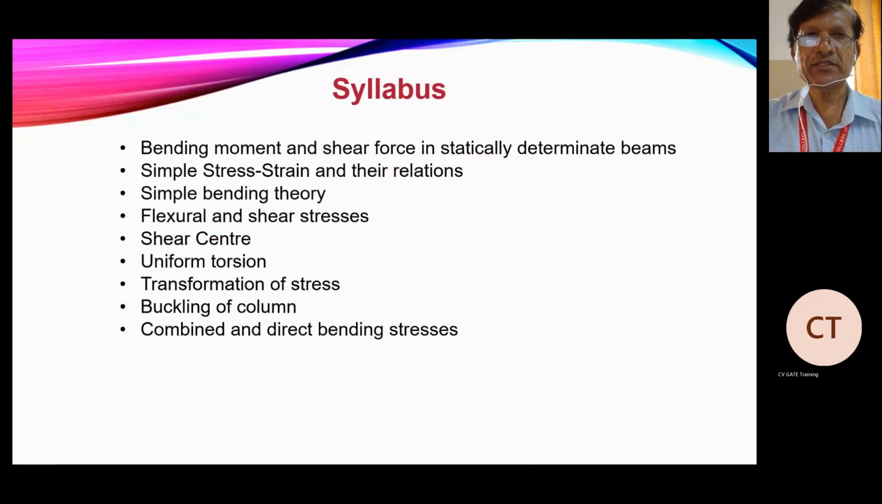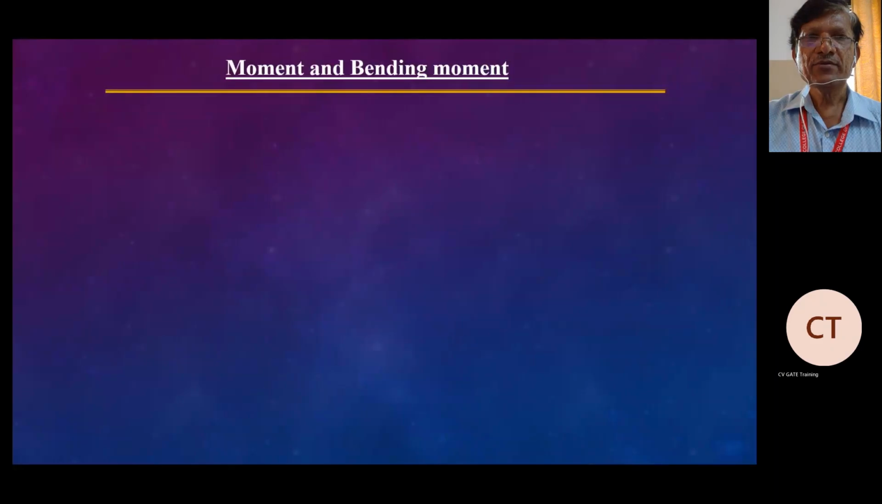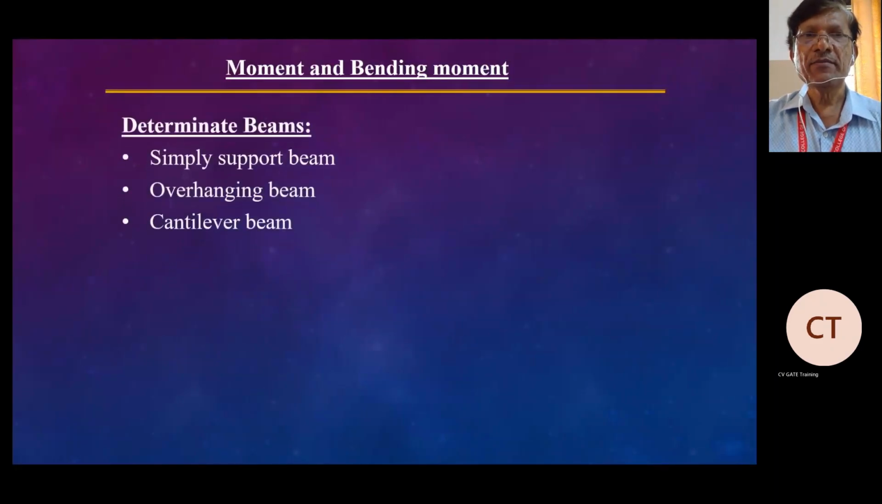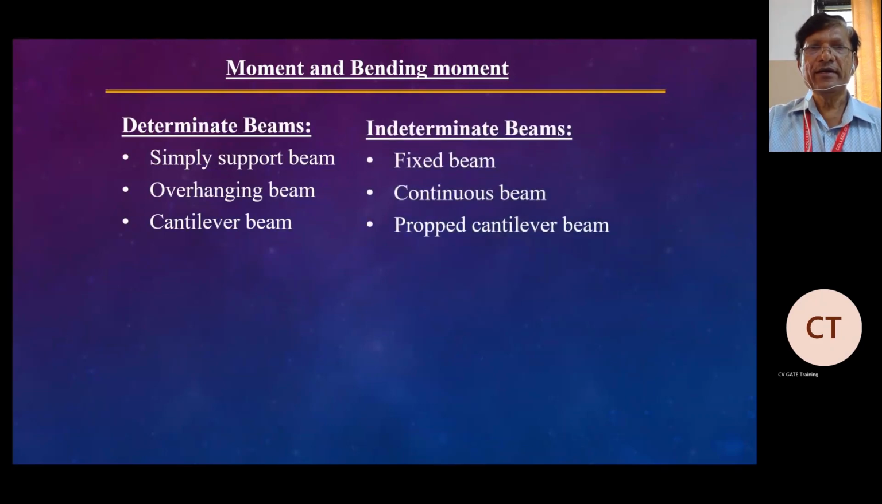In the subsequent lectures, I will cover simple stresses and their relations, simple bending theory, flexural and shear stresses, shear center, uniform torsion, transmission of stresses, buckling of columns, combined direct and bending stresses, etc. So today we'll see the different types of beams. Determinate beams are simply supported beams, overhanging beams, and cantilever beams, and indeterminate beams are fixed beams, continuous beams, propped cantilevers, etc.